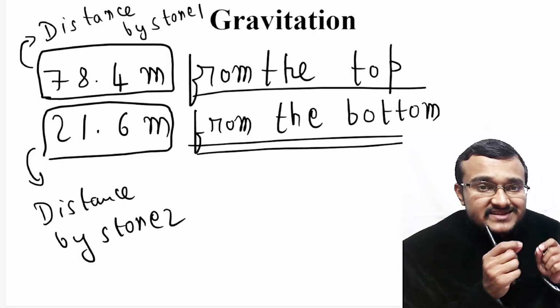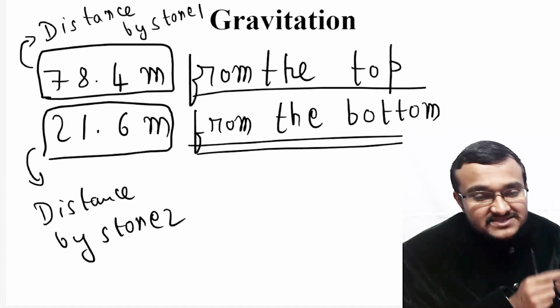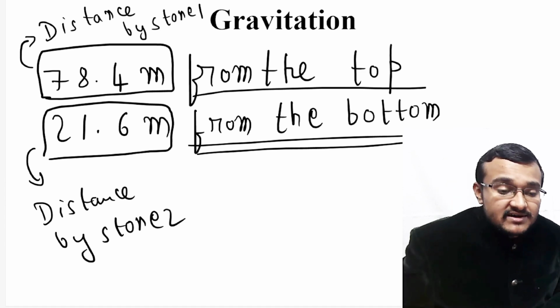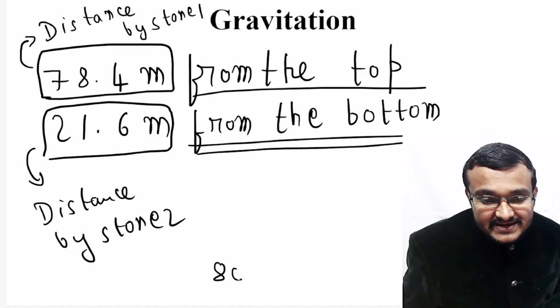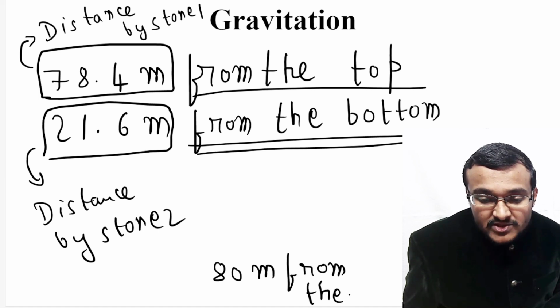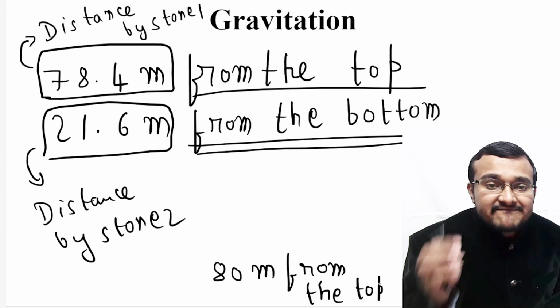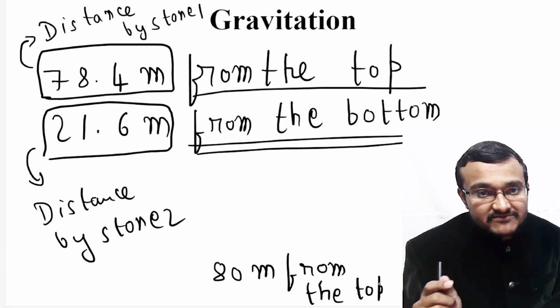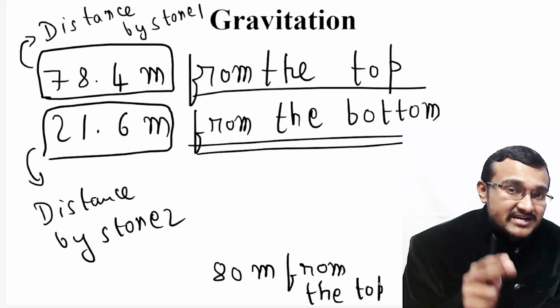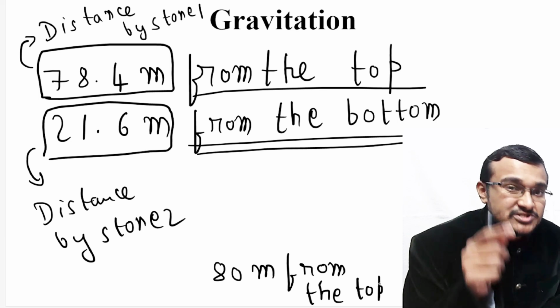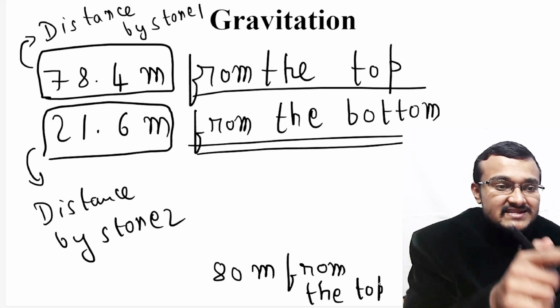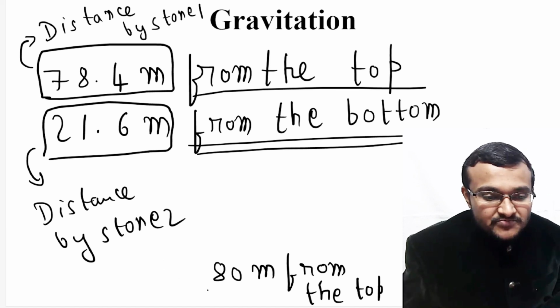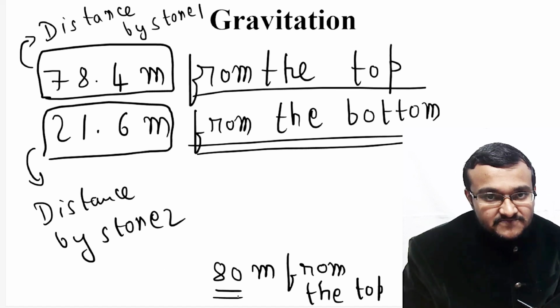So here in the textbook, if you refer to the answer at the end of the textbook, they have given 80 meter from the top. Why? Because here they have considered 10 meter per second square as the acceleration due to gravity. If you put 10 meter per second square in the place of 9.8 meter per second square, then in the place of 78.4, you will get 80 meter as your answer.